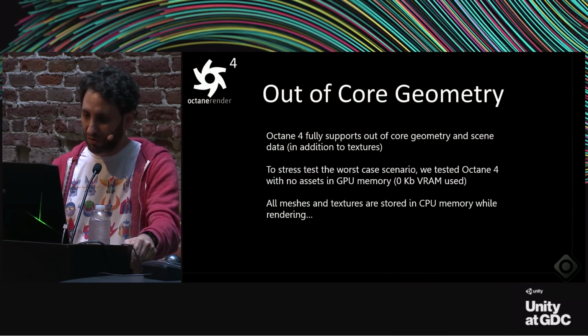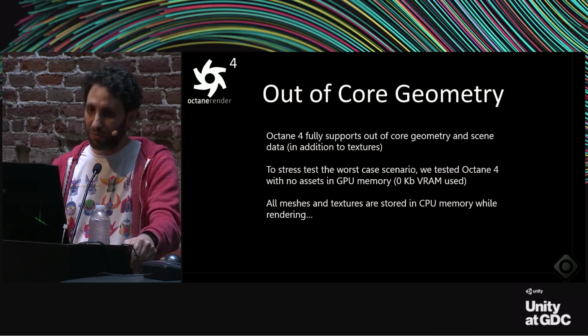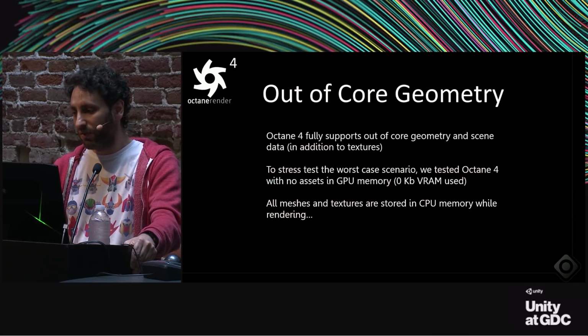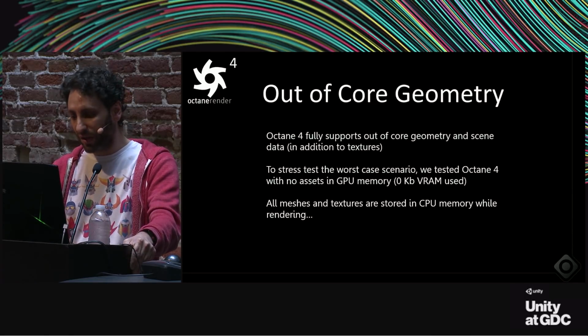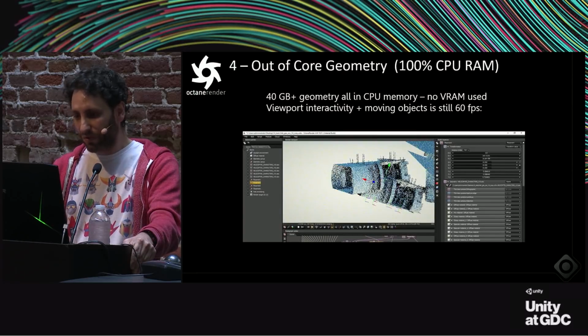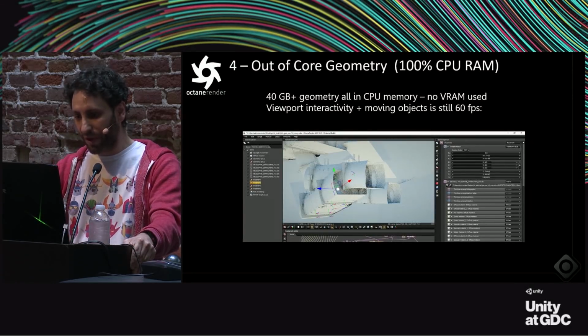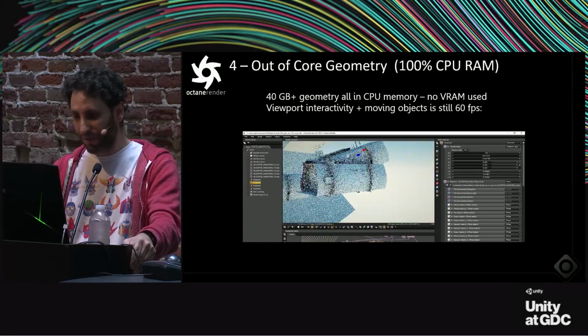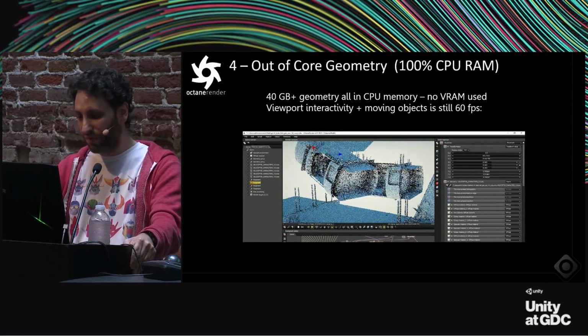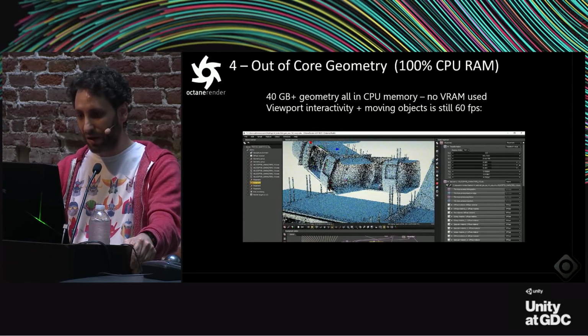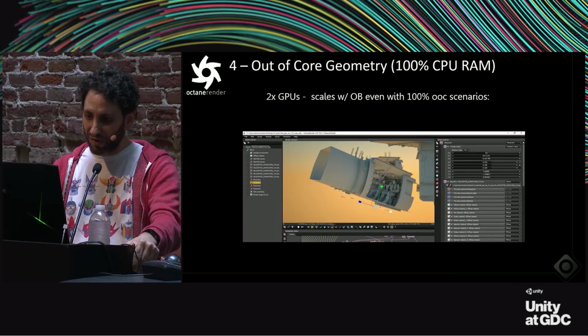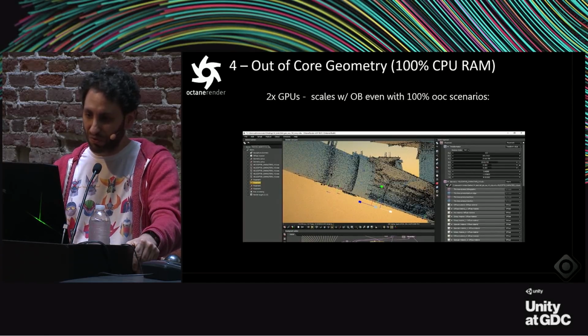Octane 4 supports out-of-core geometry, so as much system memory as you have, as much system memory as a CPU renderer would use, Octane can leverage that as well. And here's a worst-case scenario where we've got about 40 gigabytes all running in system memory. There's 0 video memory being used, and the viewport is still running at 60 frames a second, and I can still move objects around, and if I add a second GPU, it doubles in speed.